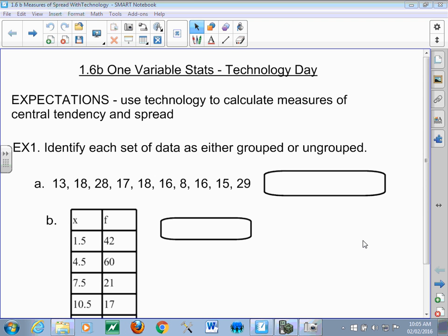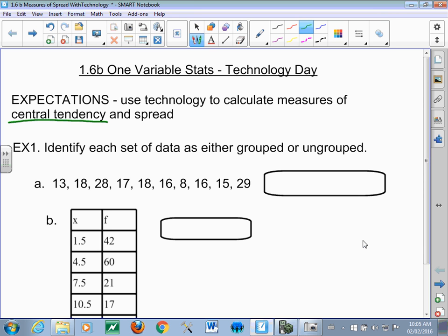All right, so for today, our expectation is to use technology to calculate measures of central tendency and spread. Okay, so remember, folks, that central tendency deals with your mean, mode, and median, whereas measures of spread talk about how far your data points are from the mean. Okay, and there's also the range in there as well.